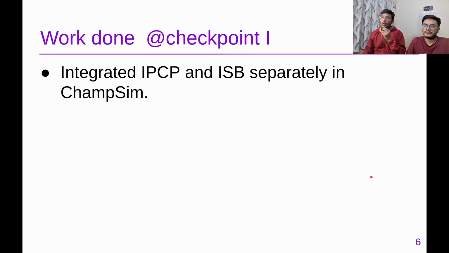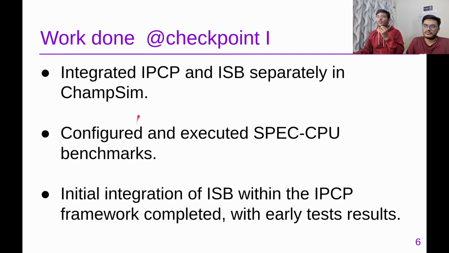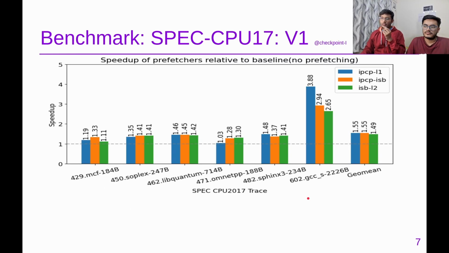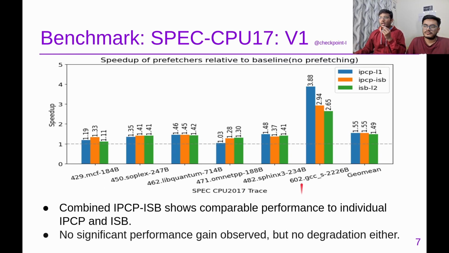Next, work done at checkpoint 1. We first integrated IPCP and ISB separately in ChampSim. Then we configured the SPEC CPU benchmark, did our primary results on the benchmark, and drew a performance analysis. Here are three prefetchers: IPCP, ISB, and our combined IPCP-ISB prefetcher. From the geomean we can see that with the combined one we got a similar kind of speedup to IPCP and ISB, but no significant performance rise.